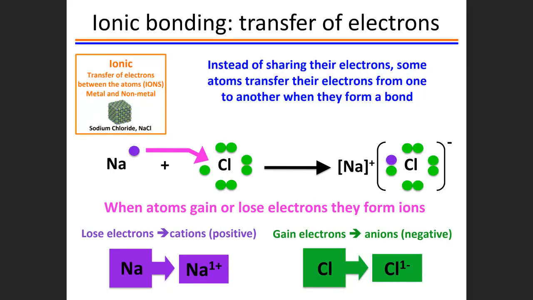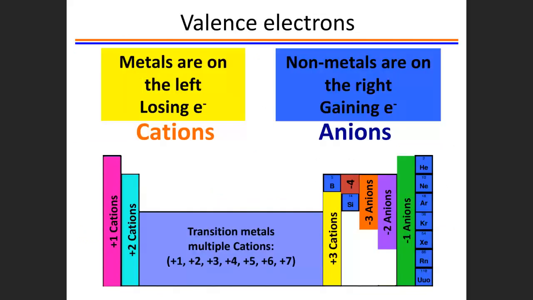So instead of sharing their electrons, some atoms transfer their electrons from one to another when they form a bond. We already know the details. Oh, by the way, I need to note something here. The metal or element that can donate the electron is called the cation or positive ion. And the non-metal or any element that can take this electron is called the anion or negative ion. Valency electron, now we are very clear what it is called.